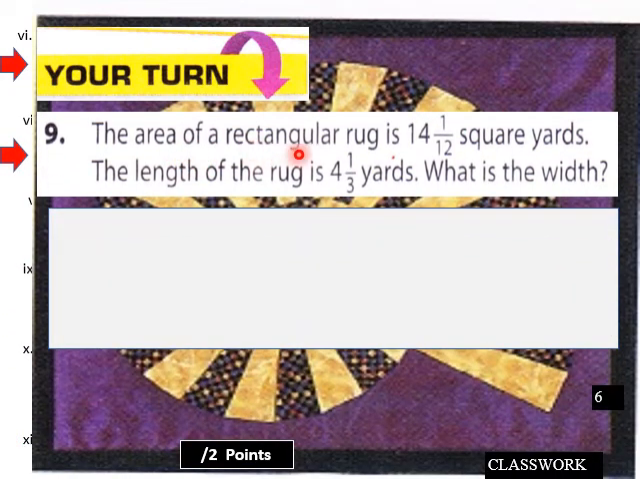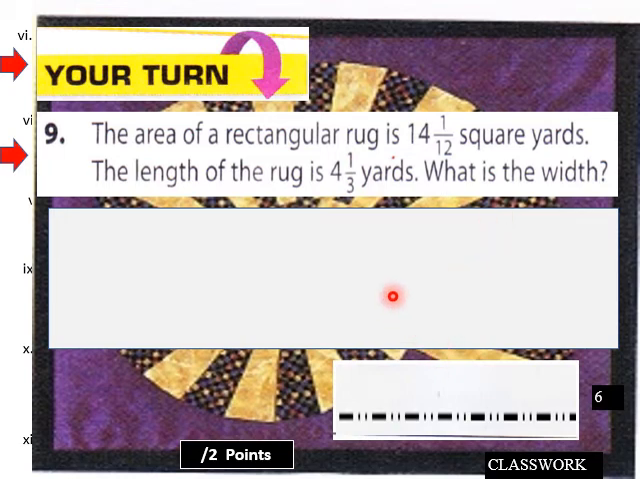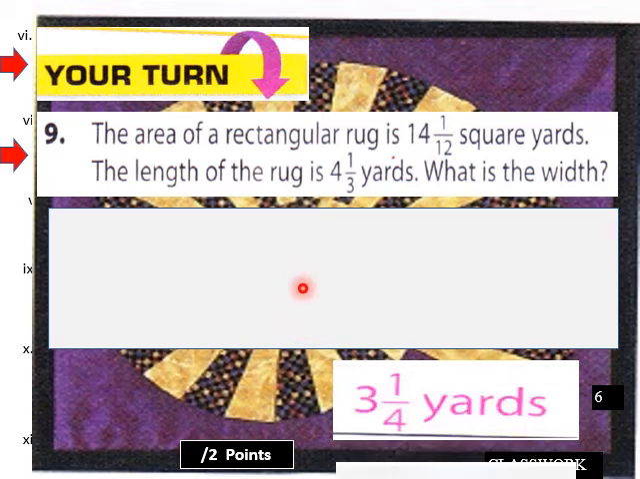And then page 6 here, we have another example. The area of a rectangular rug is 14 1/12 square yards. The length of the rug is 4 1/3 yards. What is the width? Give your students about 2 or 3 minutes to come up with that, or ask somebody to come to the Smartboard, or just take a little break, pause the video for about 2 or 3 minutes, then come back and say, okay, everybody, what do you got? And then reveal that it's 3 1/4 yards would be your answer up here.